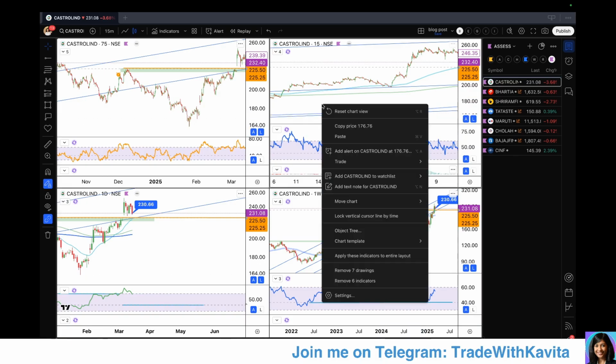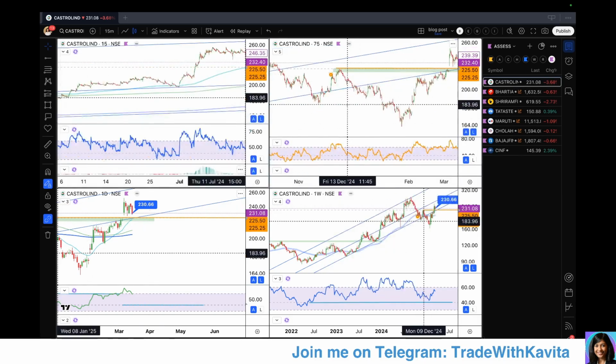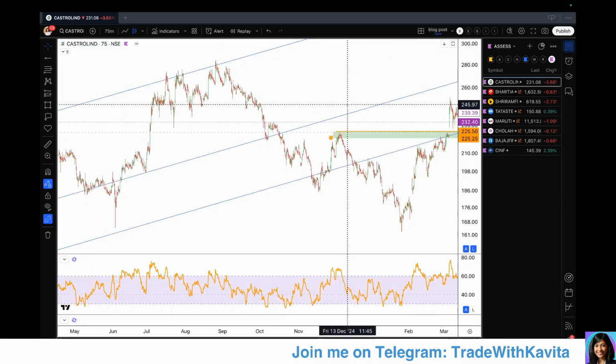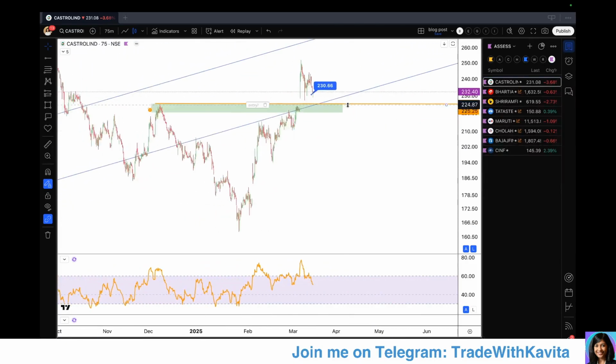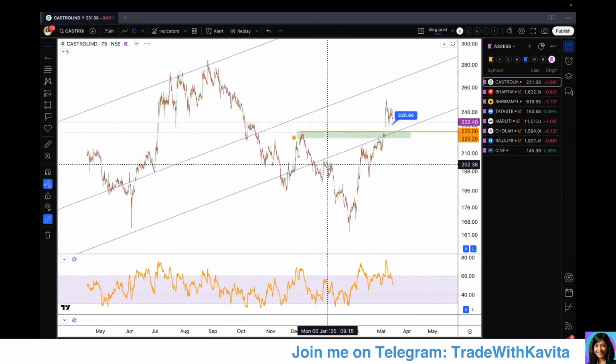This chart. Sorry, I like my layout to be in a certain way, and sometimes it gets moved while I'm working. I like to put it back in order immediately.